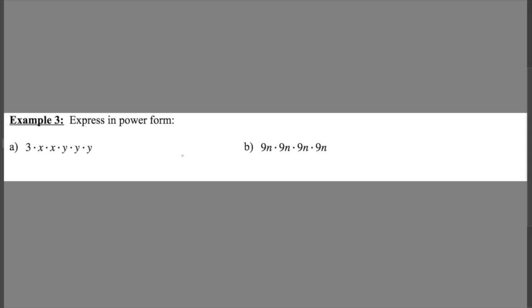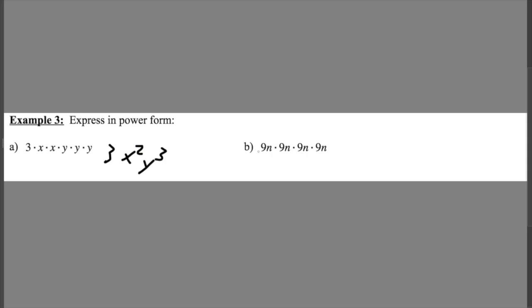So for example 3, we're asking for you to express in power form. So you count the number of variables, so there's 2 x's, so this one's squared, it's 3 y's, so that's going to be cubic. So this one's going to be 3x squared y cubed.